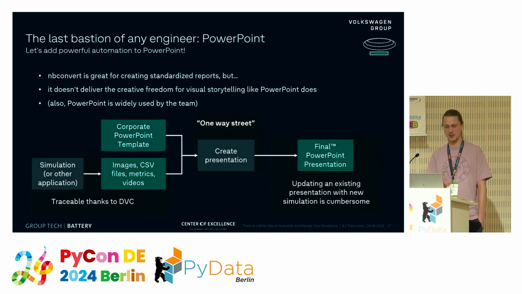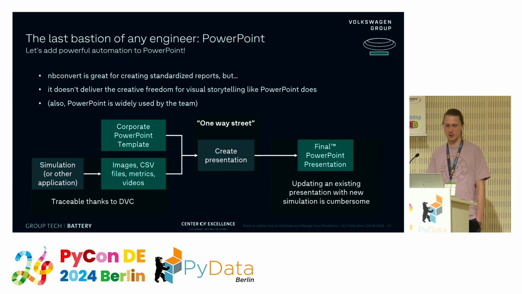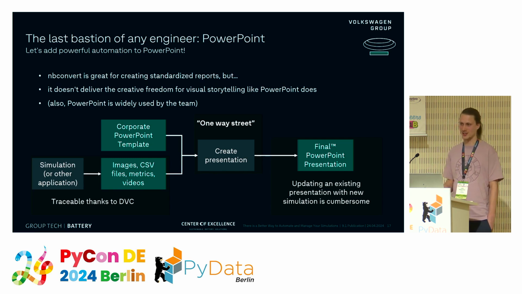So how does the normal pipeline look like? We have our simulation data. It outputs images, CSV files, metrics, videos, and so on. And then with a corporate PowerPoint template, we create the presentation. And that's a one-way street. So after we created the presentation and we have our final PowerPoint presentation, we don't really know where those images came from. And this can be an issue if you want to find out the simulation where those results came from. And also, if new simulation data comes in and you want to update the presentation and you have 60 slides, that's a lot of work to update all those slides.